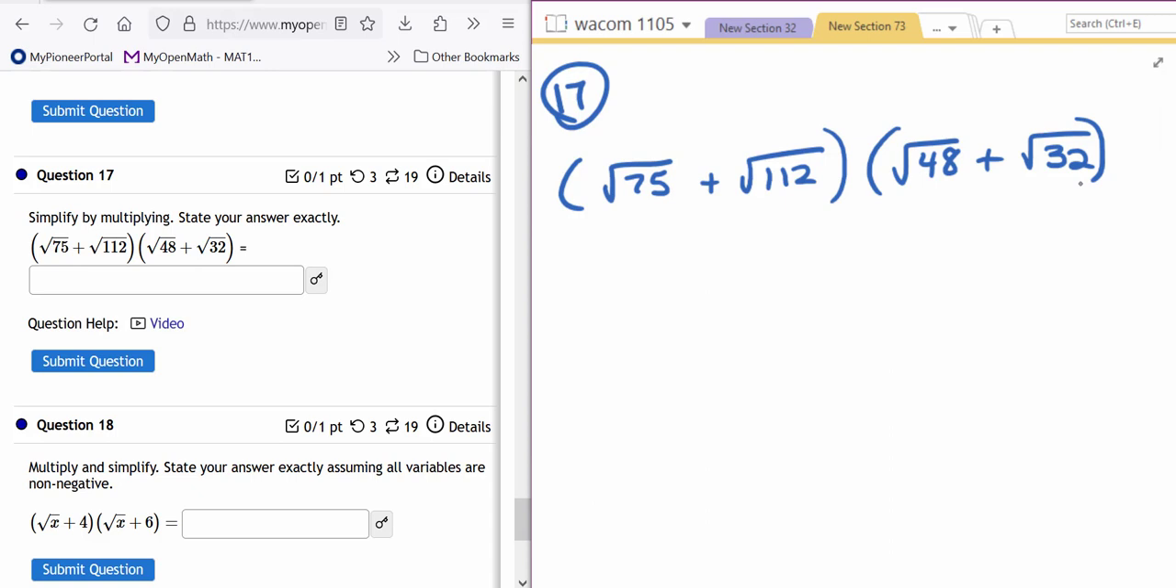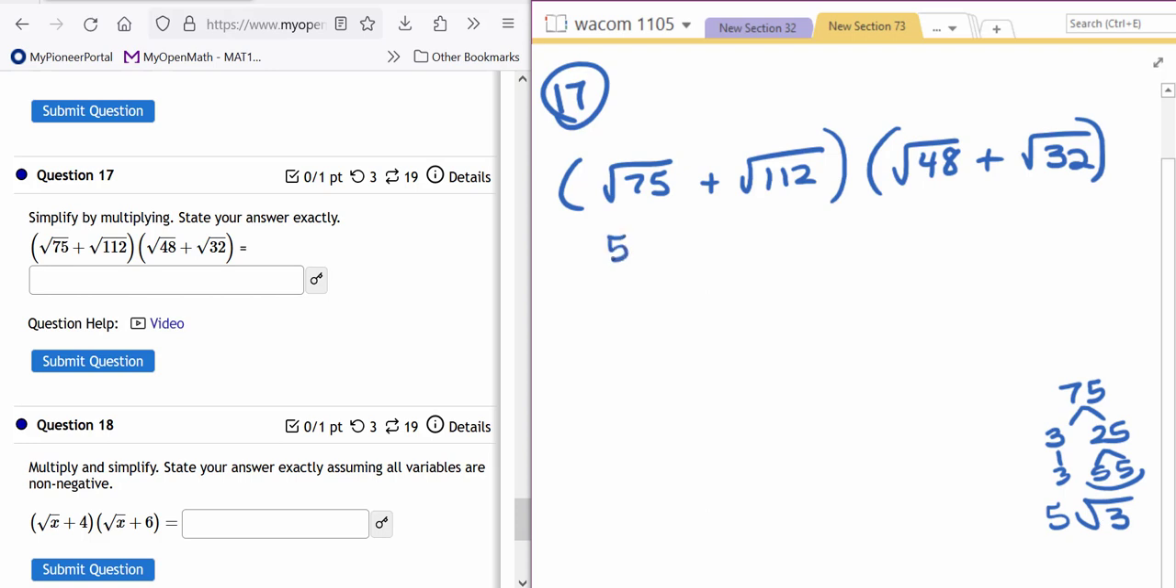Instead of multiplying like 75 times 48 and getting something really huge, maybe we break them down to begin with. All right, so let's try that. So 75, we have 3 times 25, and 25 is our square, which gives us 5 times 5. So this gives us a 5 on the outside times the square root of 3. This is going to be easier, right?